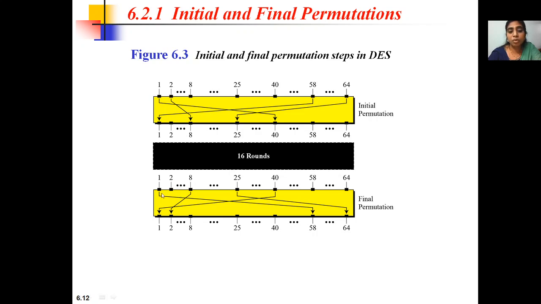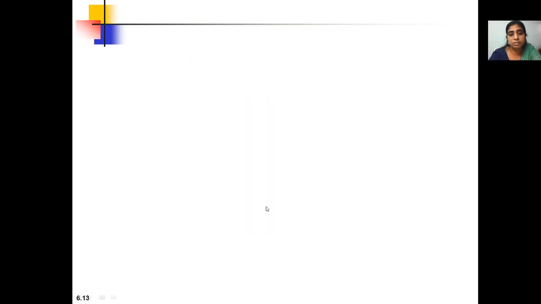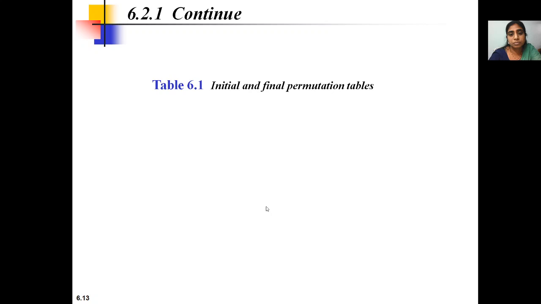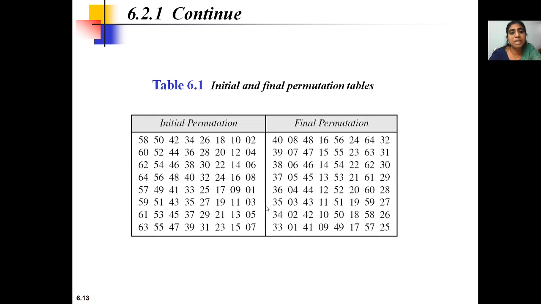Here also we are going to replace and transpose the values. So my first bit becomes the 58th bit over here, and my 40th bit in the plain text becomes the first bit. Like that we are going to replace. So these are the initial and final permutation tables.